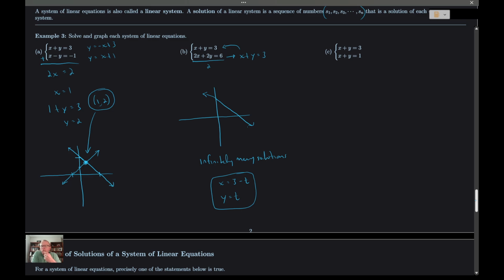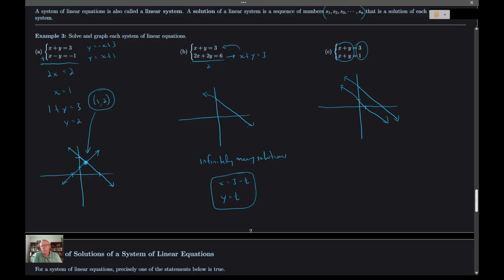All right, then the next one. Notice that this side is the same, x plus y and x plus y, but these are not the same. So what does that tell us? Maybe we can graph these and see. We already know x plus y equals 3 is going to look like this. For x plus y equals 1, find the x and y intercepts, and they're both going to be 1. So 1, 1, and it's going to look like that.